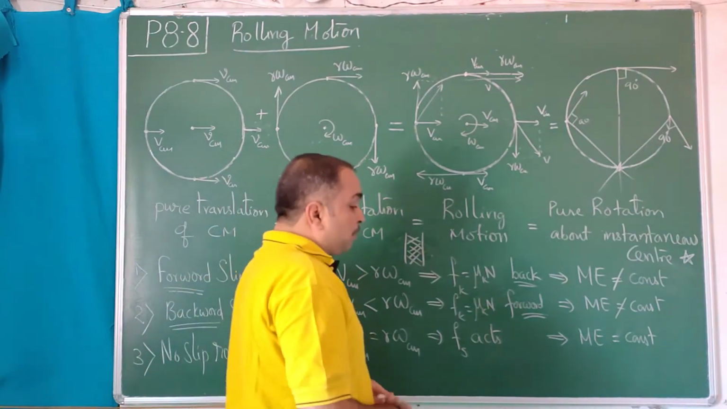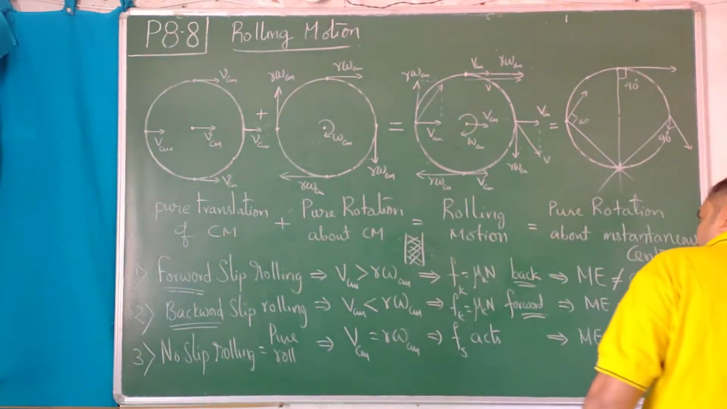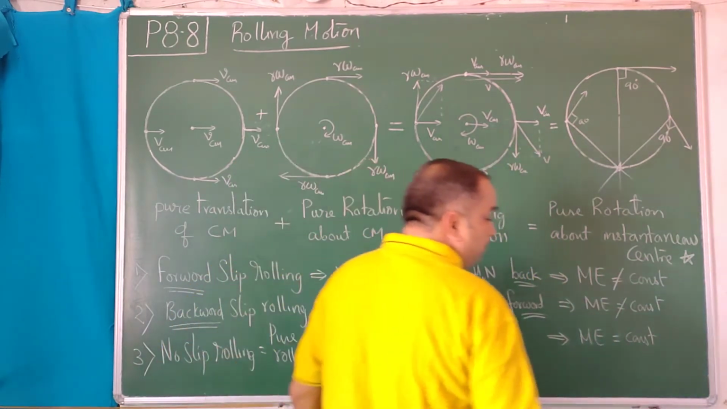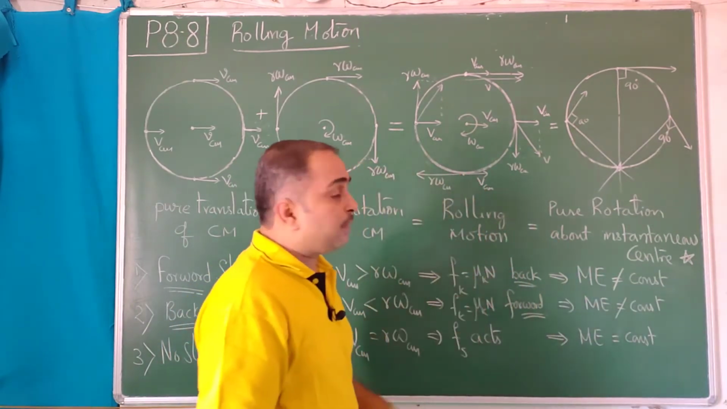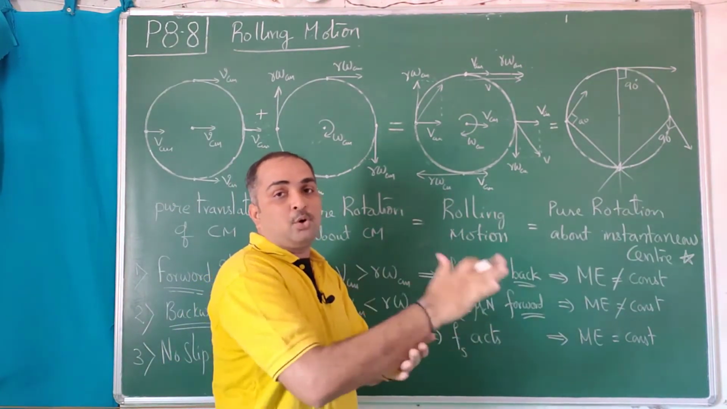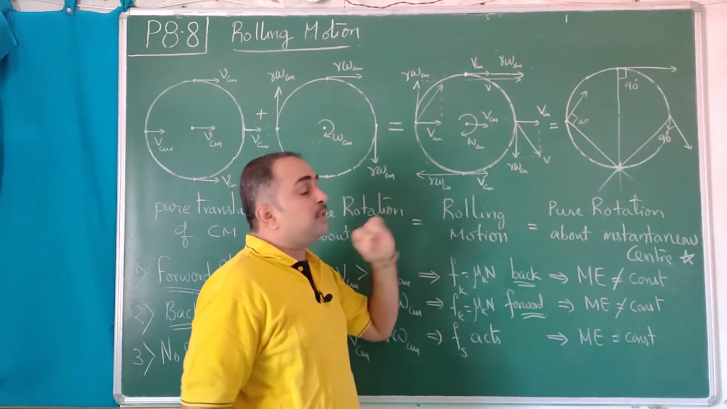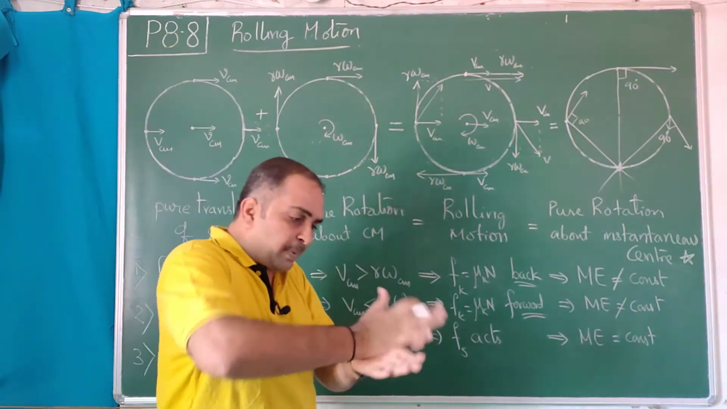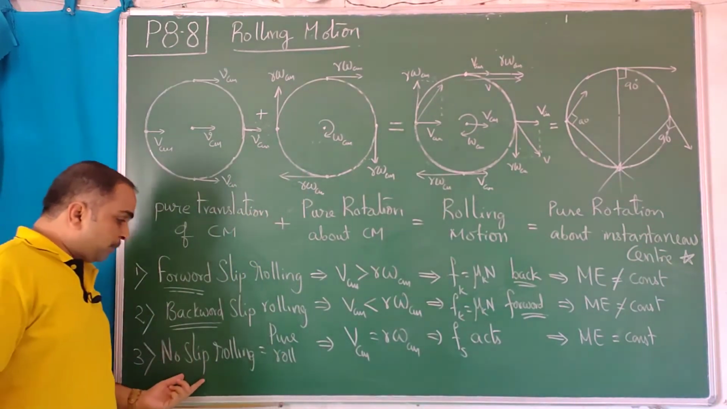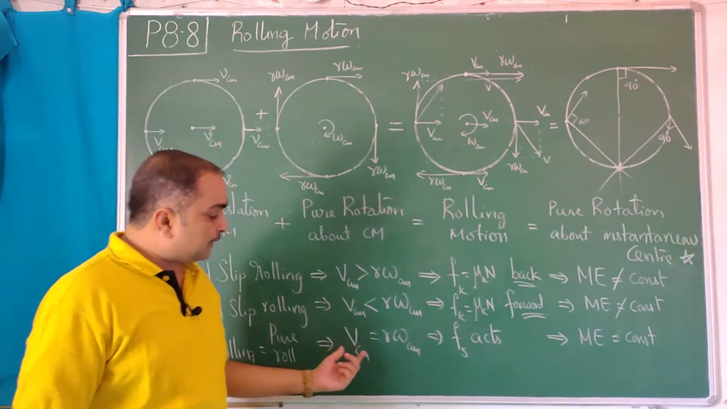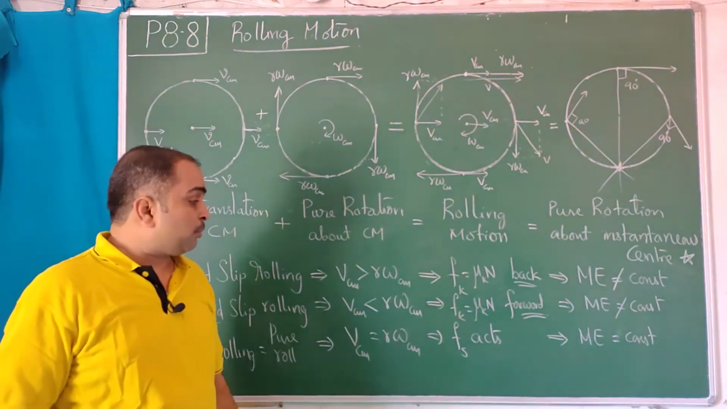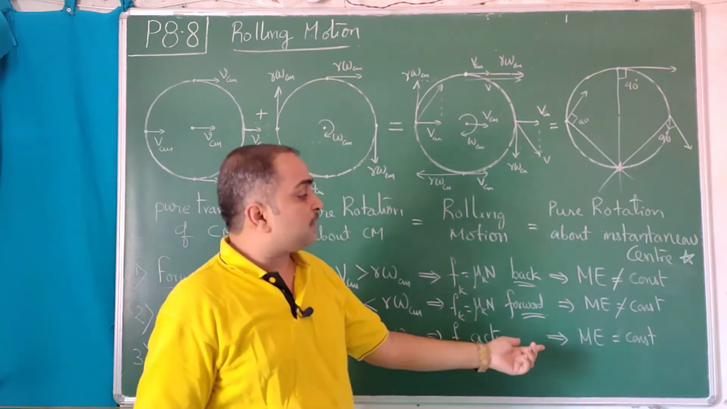That means the bottommost point of the wheel comes in contact with the road. If it has either backward slip or forward slip, it ruptures the road. But if it has no backward or forward slip, it just presses the road and goes away. That kind of rolling is called no slip rolling, or pure rolling. The bottommost point will have VCM equal to R omega CM, static friction acts and mechanical energy is conserved.